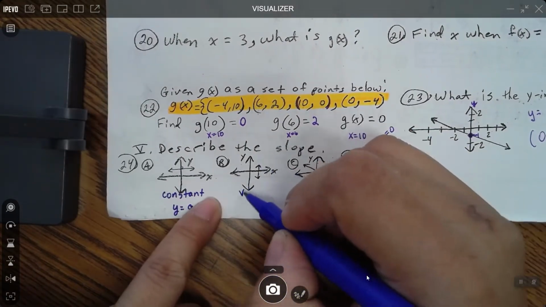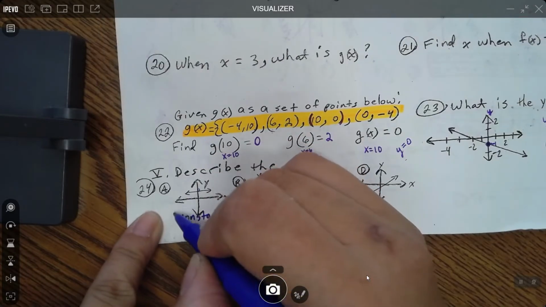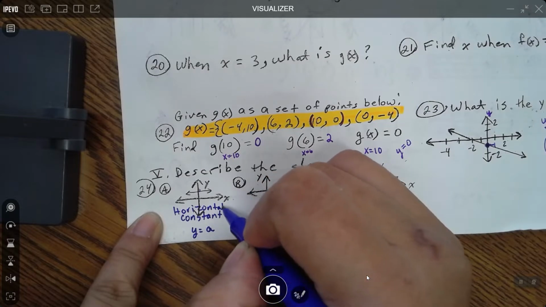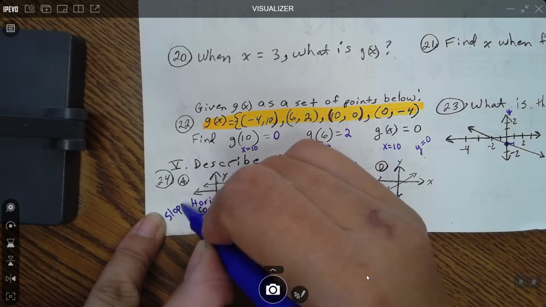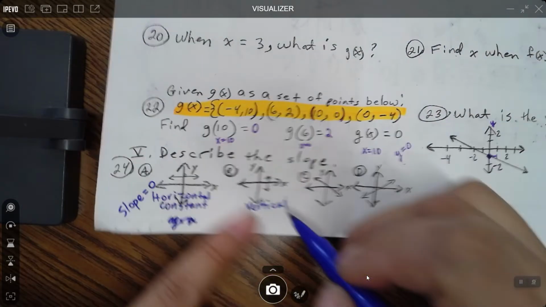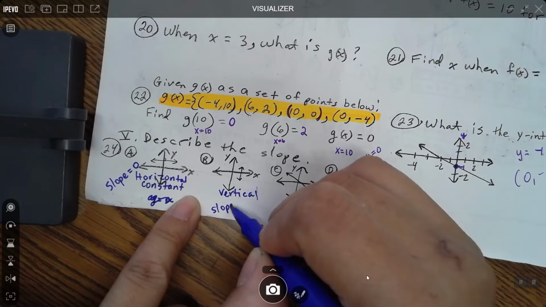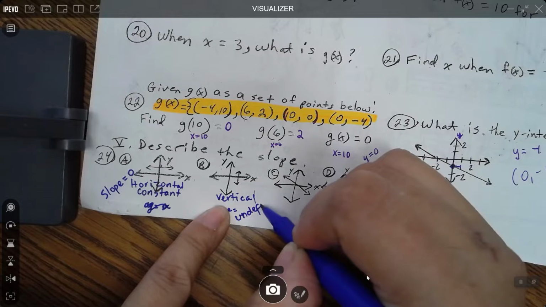This one is a vertical slope. Oh, I guess we can call this one horizontal. And by the way, the slope here is 0. Okay. This vertical line, the slope is, what is that, undefined? Because the denominator ends up being 0.